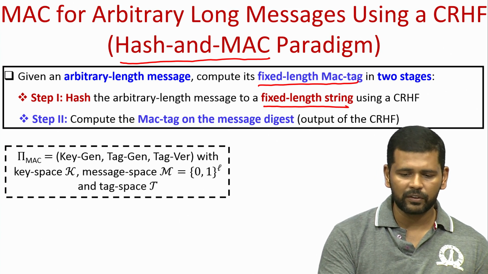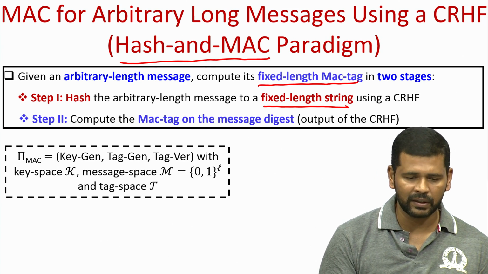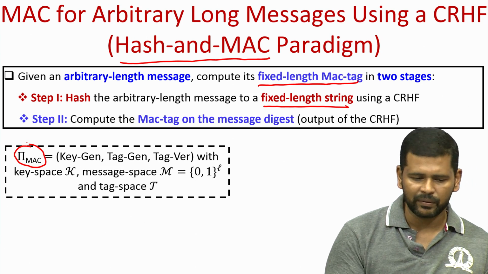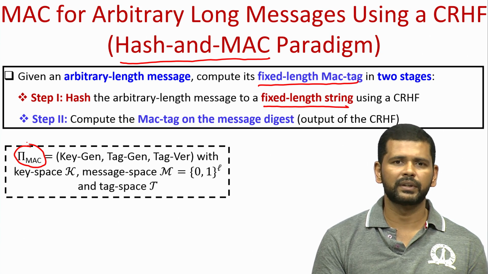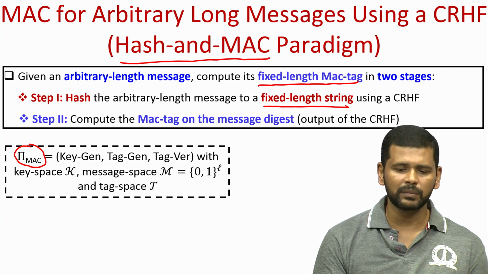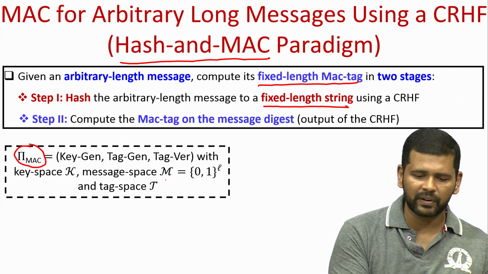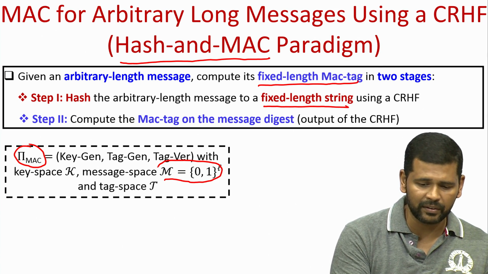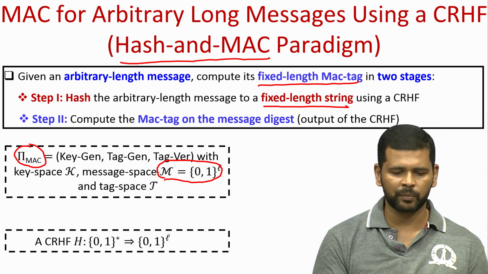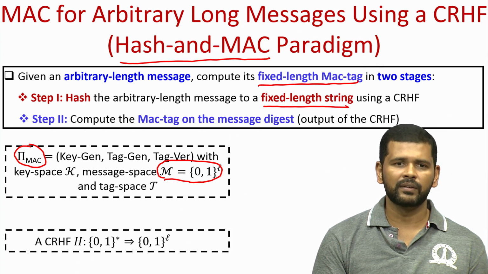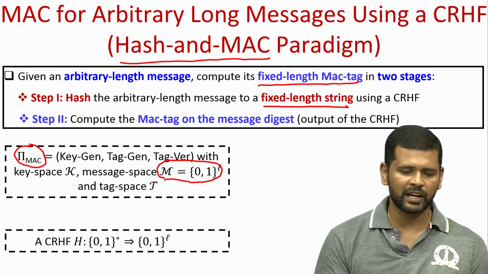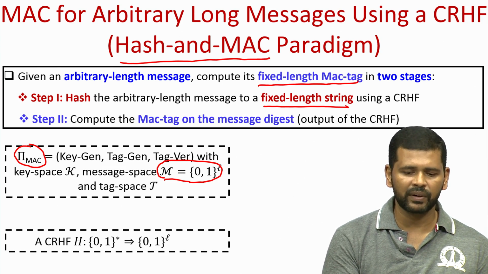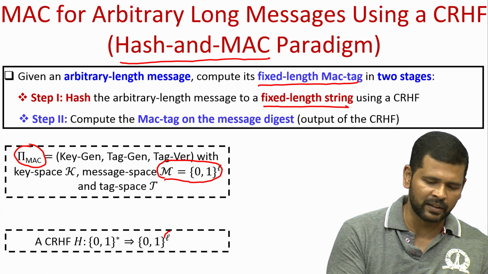So, block wise, what you are given here is a message authentication code which I denote by say pi MAC, which is a secure MAC which has a key generation algorithm, tag generation algorithm and tag verification algorithm, and it can authenticate fixed size messages, namely messages of size say little l bits, and it has its own message space, key space and tag space. And we are also given a secure or collision resistant hash function, say H, taking arbitrary length inputs and giving you fixed size outputs, say outputs of size little l bits.